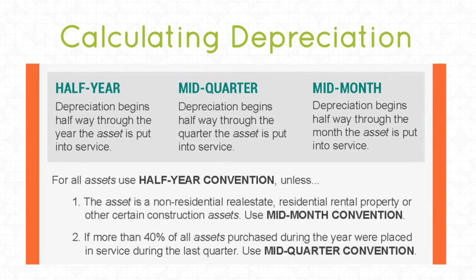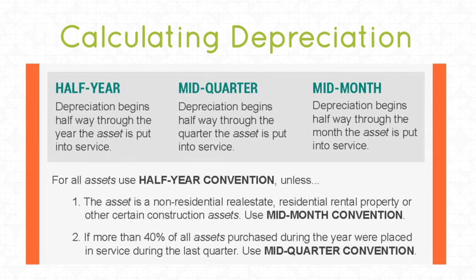Then mid-quarter convention must be used. And mid-quarter convention means that assets are grouped together by the quarter they were placed in service, and depreciation is taken for half of that quarter during the year placed in service and half of the quarter when the asset stopped being used for business.